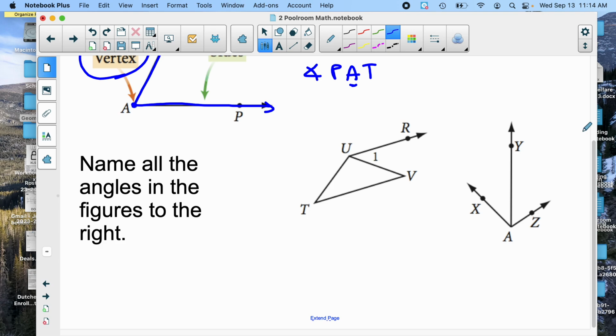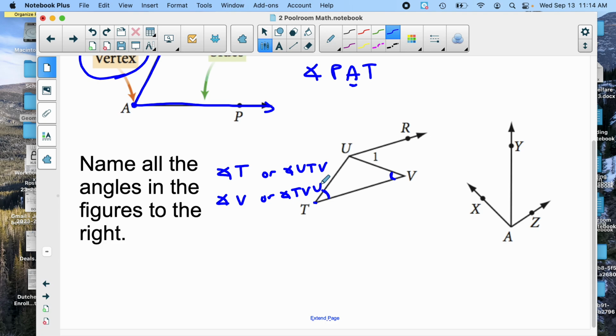Okay, if I look at the one here, this diagram with the T, U, and V, I definitely have this angle down here at T. I can also call that angle UTV. Because the only angle whose vertex is T is this angle right here, I can use one letter. Likewise, I could say that another angle is angle V, this angle over here. Or if I want, maybe I can name it as angle TVU.